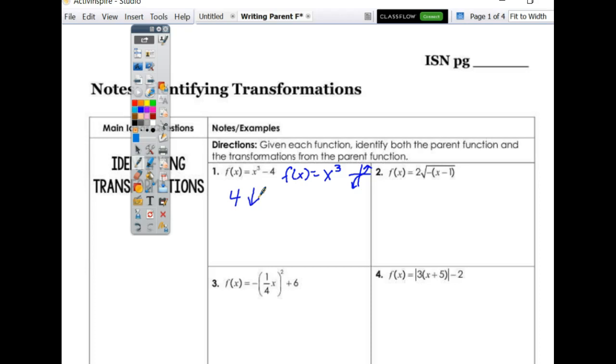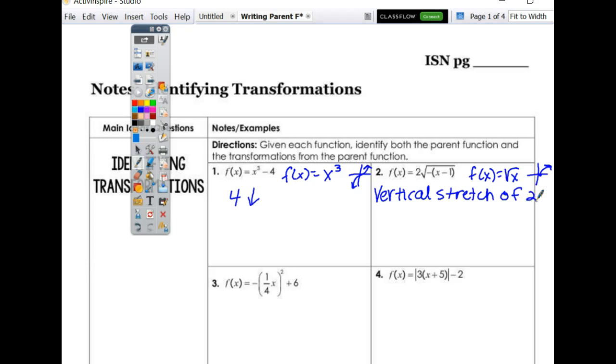So on the next one, if you take away the 2 and the minus 1, what's the parent function? It's the square root, which would look like this. So this 2, is it written underneath the square root or outside the square root? Outside, that means it's vertical. So this is a vertical stretch because it's bigger than 1. It's a vertical stretch of 2.